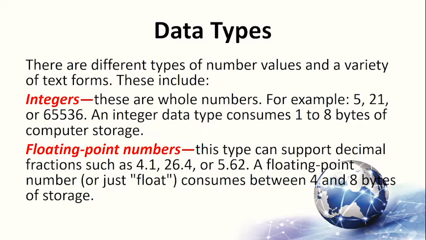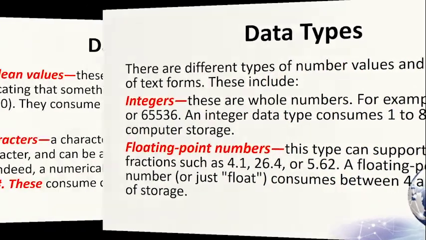Characters, or char, is a single textual character and can be a letter. Floating point numbers: this type can support decimal fractions, or decimal places, such as 4.1, 26.4, or 5.62. A floating point number, or just float, consumes 4 to 8 bytes of storage.